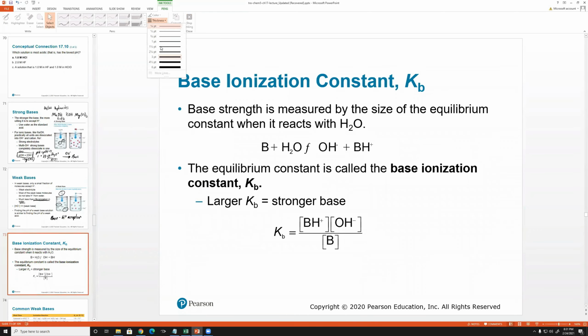And then I'm going to glide through here because we already have seen this phenomenon for acids. We have our base ionization constant known as Kb. A larger Kb means a stronger base. The reason why is because it's the same exact thing as the equilibrium constant, where you have product concentration over reactant concentration to the power of their coefficients, not including the water, because that's a pure liquid. So it's the same exact thing.